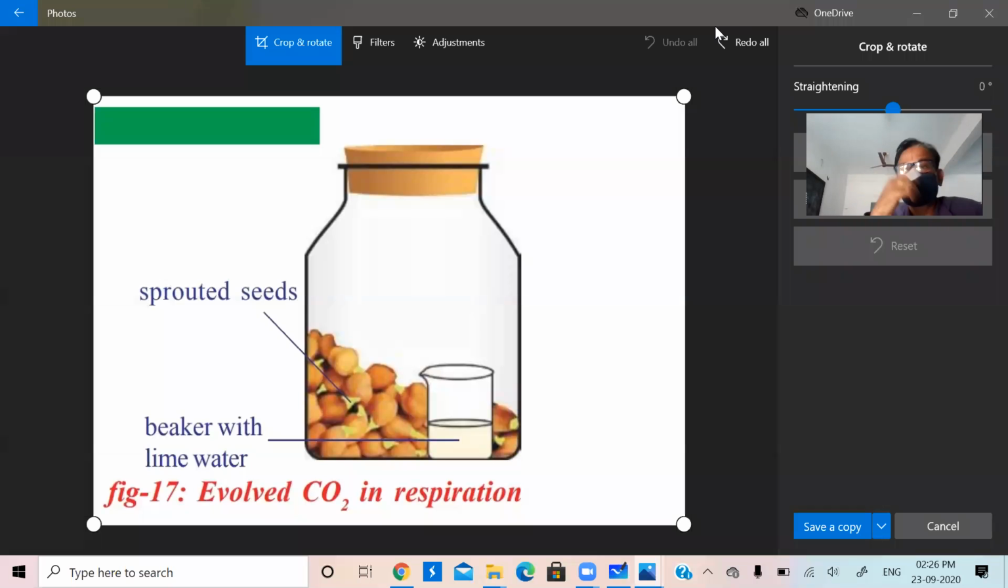Then what will you observe? In the starting, the color of the lime water in the beaker is generally normal. After some time, the lime water turns milky white. Why does the lime water turn milky white? Because it is a confirmation test for carbon dioxide.